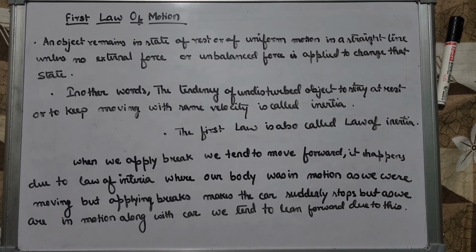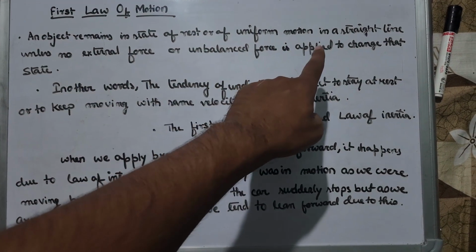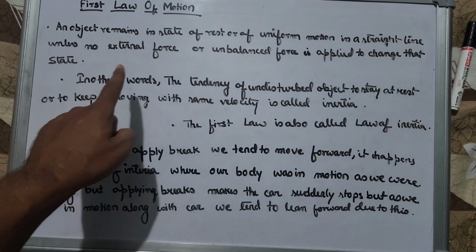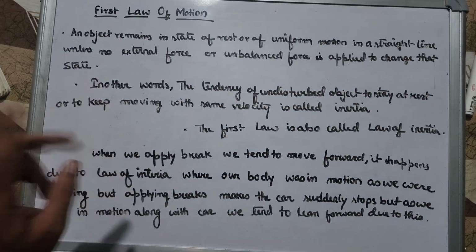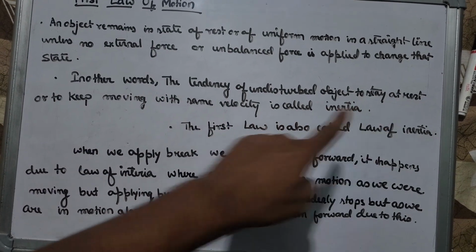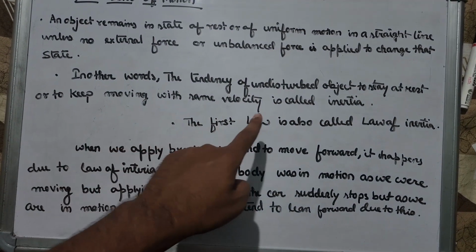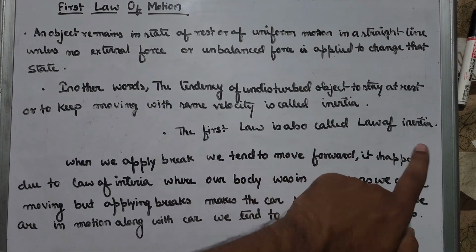Now we will study the first law of motion. An object remains in a state of rest or of uniform motion in a straight line unless an external or unbalanced force is applied to change its state. Number 2. In other words, the tendency of an undisturbed object to stay at rest or keep moving with the same velocity is called inertia. So, the first law is also known as the law of inertia.